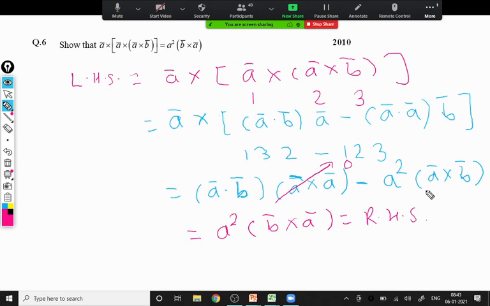Excuse me, sir. Yes. Sir, can we take A cross B as C, so it will become A cross C? Okay, that way also we can proceed. You are correct. So choice is yours. You can apply it according to how you look at the problem. That is important. If you take A cross B as a new vector C and apply it there, then also you get the same answer. Correct.